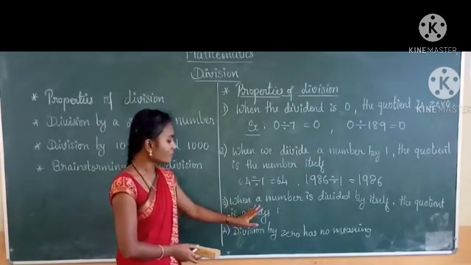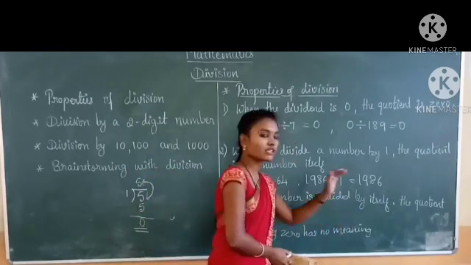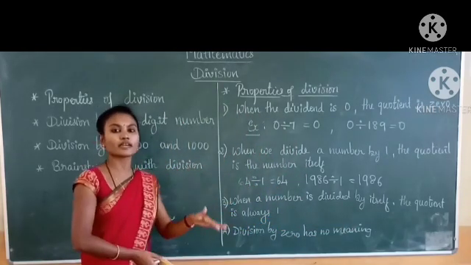Third property is when a number is divided by itself.